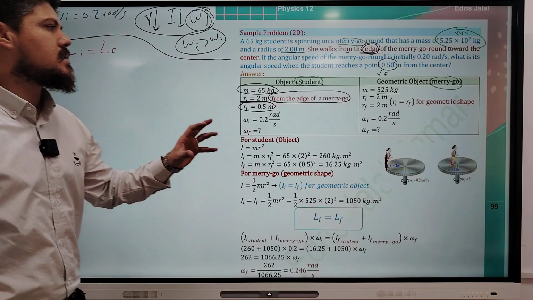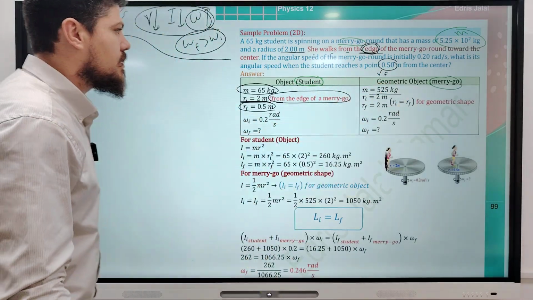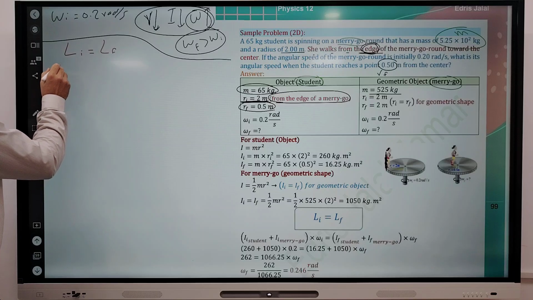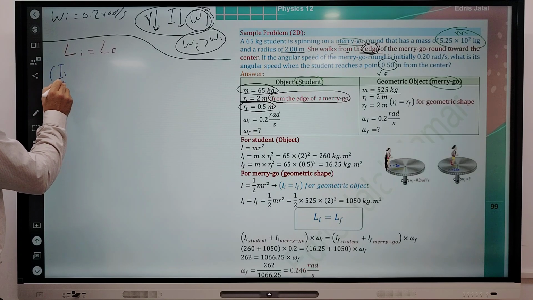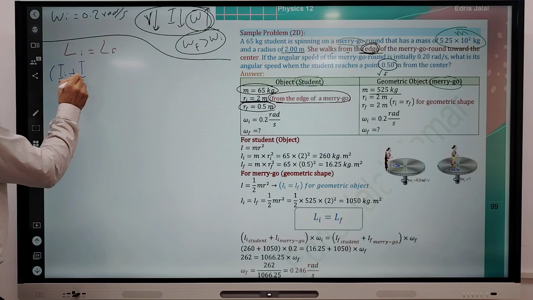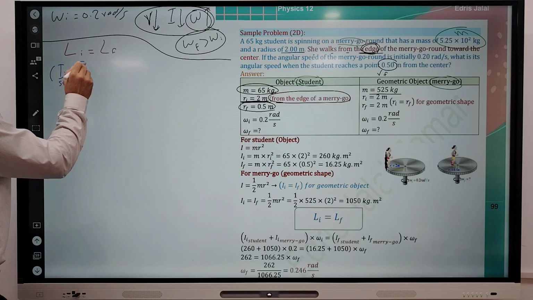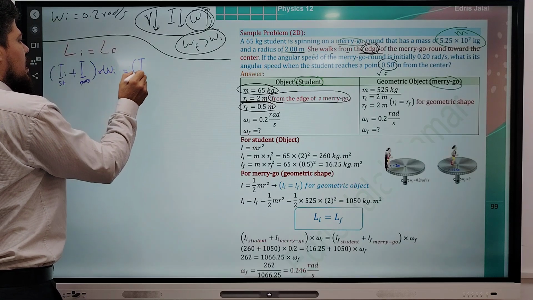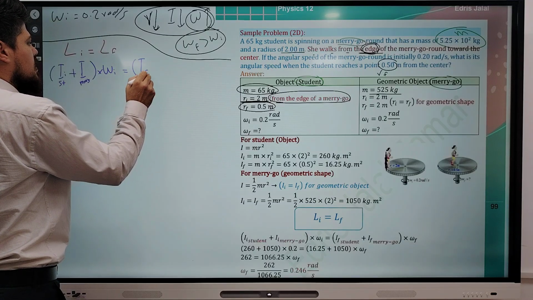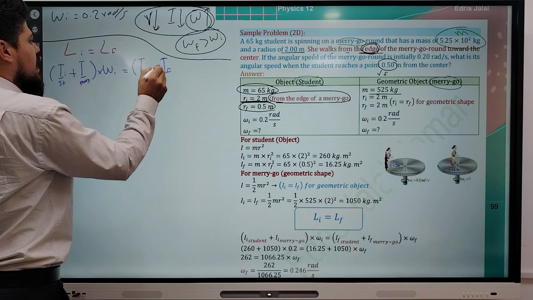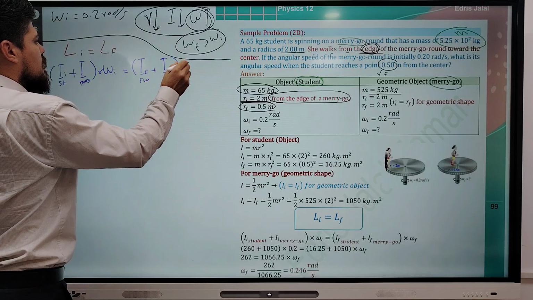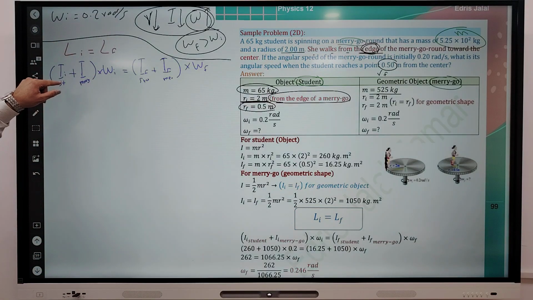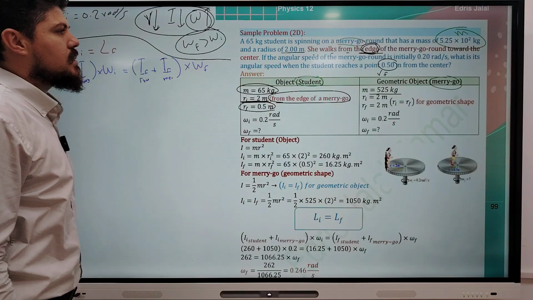We have two objects in this system, the student and the geometric shape, the merry-go-round. So that is why the equation becomes like that: I initial for the student plus I initial of the merry-go-round times its angular speed is equal to I final for the student plus I final of the merry-go-round times omega final. So this omega initial is the same for both the student and the merry-go-round at this point.